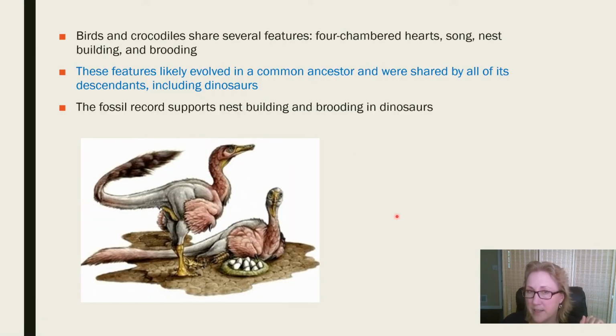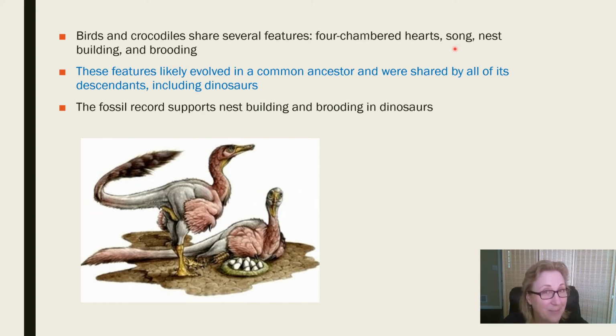Some of the other traits that they share, one is a 4-chambered heart. So other reptiles have a 3-chambered heart, not a 4-chambered heart. Amphibians have a 3-chambered heart. So also, besides having a 4-chambered heart, making vocalizations or singing in regards to territoriality, for mates, communicating with their offspring.